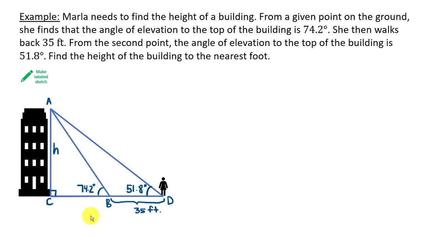We have no choice but to introduce another variable. Let's do variable x, and we're going to label this segment by x. Why do we have to do this? Well, because even though x is unknown, now we have something to represent a side of a right triangle. In the small triangle ABC, now we have one side labeled as x, and in the bigger triangle ADC, we have a side labeled by x plus 35.